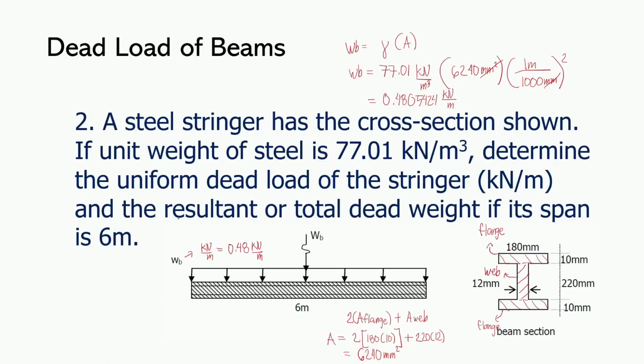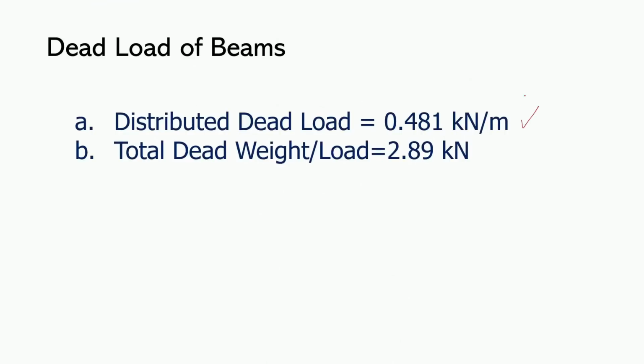And so to get the resultant or total dead weight, we have the uniform dead load of the stringer multiplied by the span. So this will be 0.48 kN per m multiplied by 6 meters. And so this will cancel and we will have 2.88 kN. This will be our answer for the first question, and this is for the second one. And so let's try to check. This is 0.481 and 2.89. So our solution is correct.